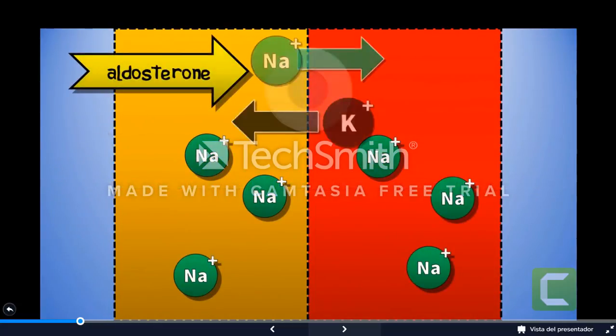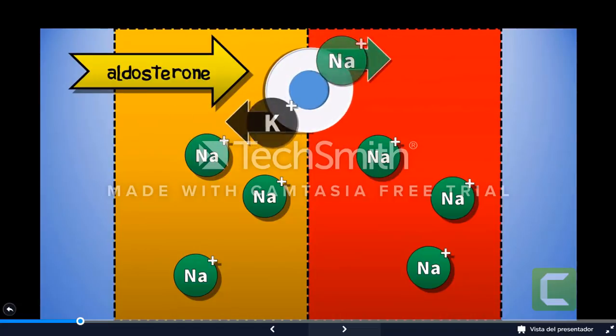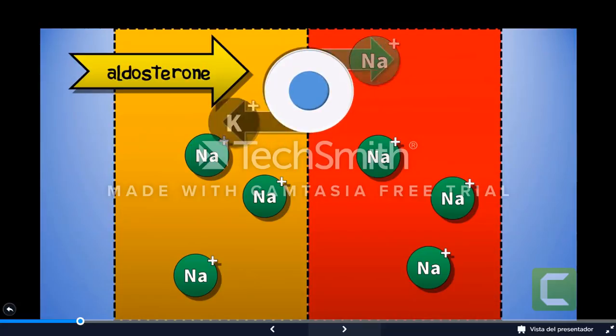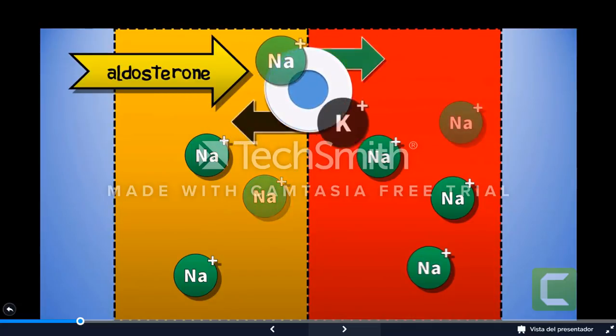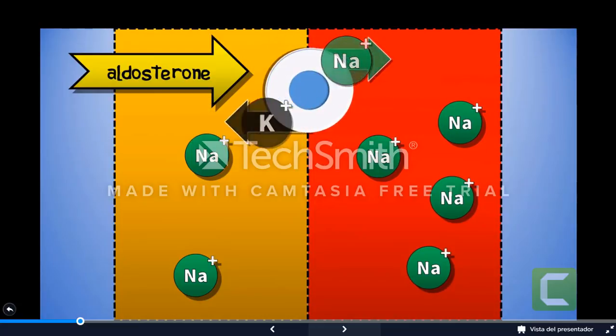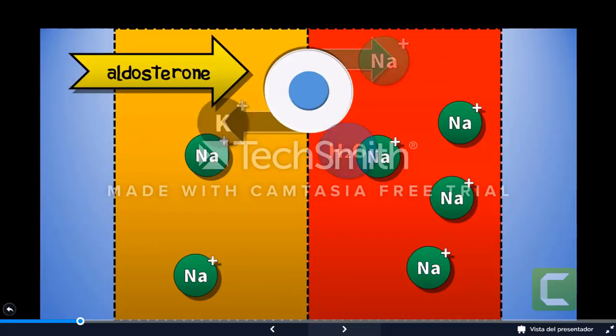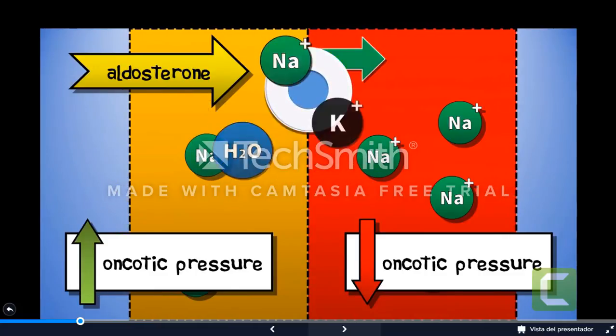Aldosterone acts on the sodium-potassium cotransporter in the distal convoluted tubule. This cotransporter reabsorbs sodium back into the bloodstream from the urine and secretes potassium into the tubule. In doing so, it raises the concentration of solute in the blood compared to the urine, creating a concentration gradient that pulls water back into the blood via osmosis. Put simply, water follows sodium, so aldosterone increases both blood sodium and blood volume.